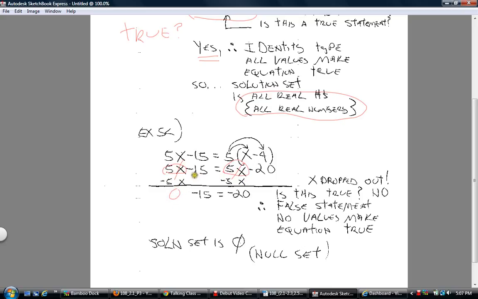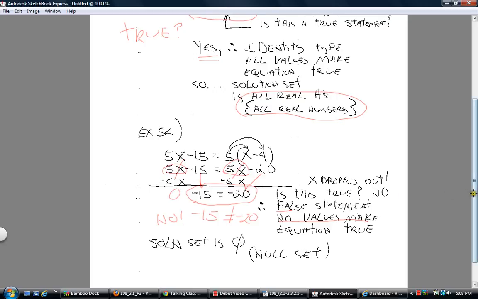But look what happens over here. You bring down the minus 15, and you bring down the minus 20, and you're left with negative 15 equals negative 20. Now, is that a true statement? And the answer is, of course, no. It is not a true statement. Therefore, it's false. There are no values that make the equation true. No matter what you put in for x, you're never going to find it.